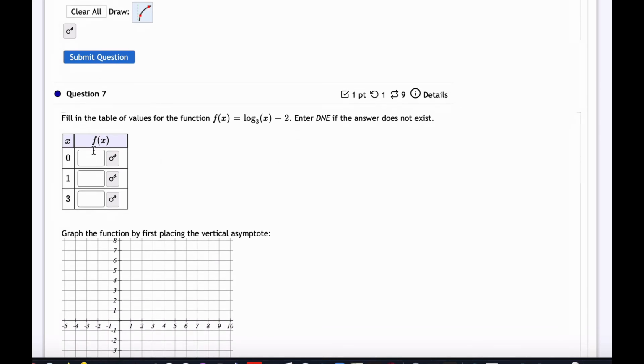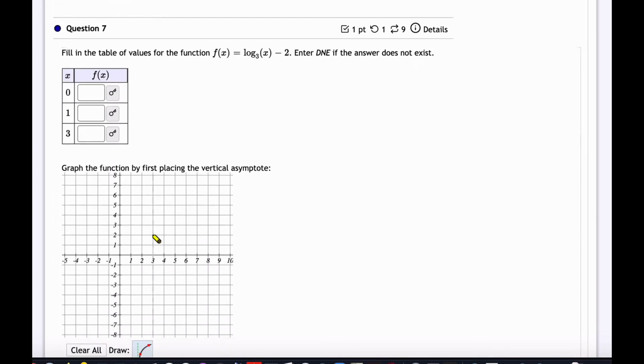You can plug in points. One of these 3 will be undefined. The other 2 will give you values. And then you can come in and put your vertical asymptote down and then plot the other 2 points, and it'll sketch the graph of this function.